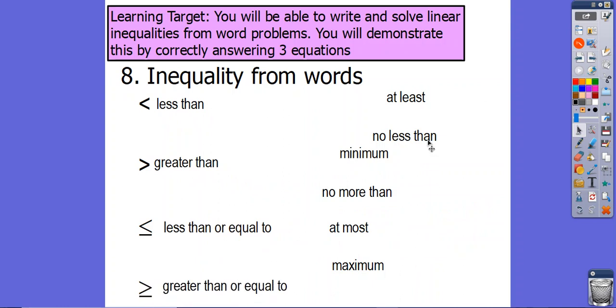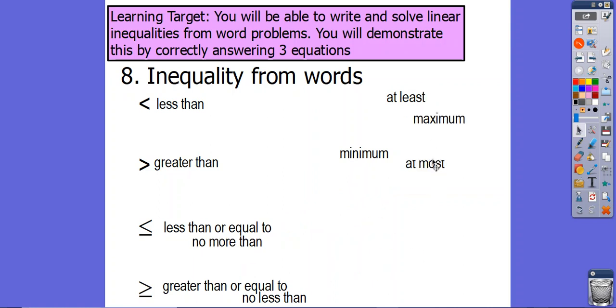So I would like to start with the no's, no less than. If it's not less than, then it would have to be greater than or equal to. Likewise, if it's no more than, it would have to be the opposite of more, which is less than or equal to. And then these ones here.